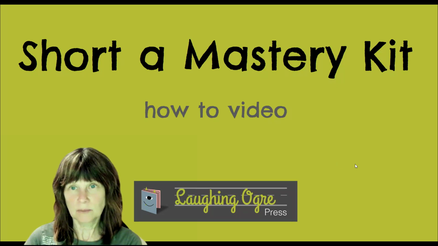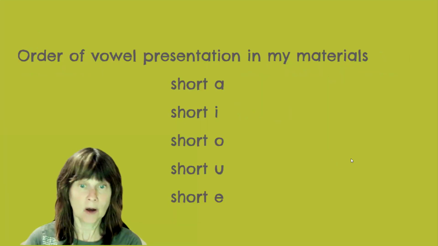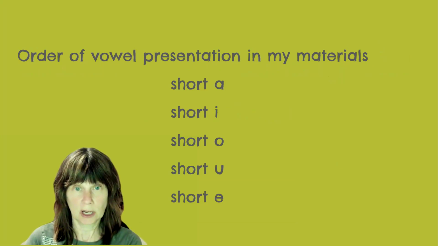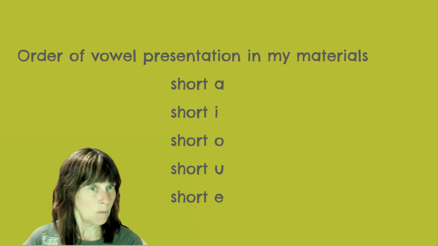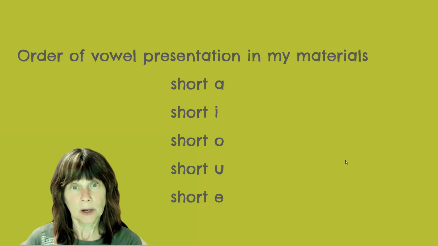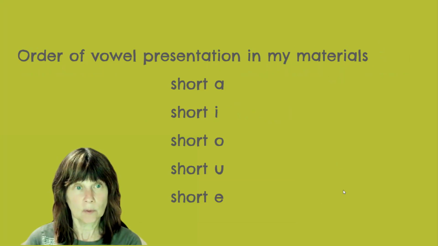Order of presentation in my vowels would be A, I, O, U, and E, meaning that everything in this Short A kit is only going to be Short A words. There's going to be irregular words, and we're going to talk about those in a minute, but right now we're just going for the Short A words.